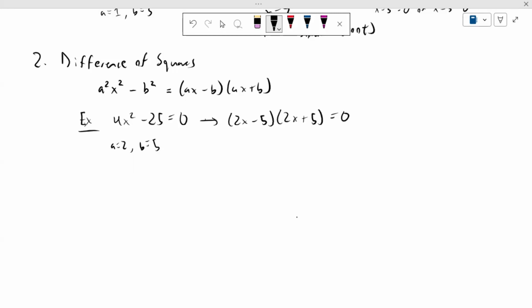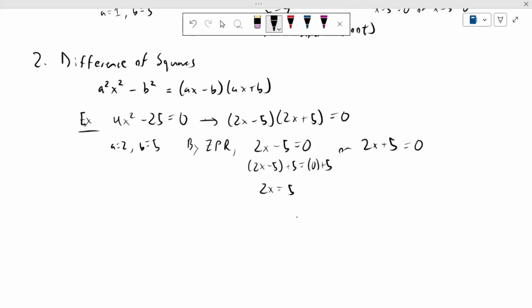Okay, fair enough. So that's kind of nice. A lot nicer than the first one anyway. Now that I have that, I can say by zero product rule that 2x minus 5 is equal to 0, or 2x plus 5 is equal to 0. And then now I can solve this thing. So I get 2x minus 5 plus 5 is equal to 0 plus 5. So I get 2x is equal to 5. Now I'm going to divide by 2 on both sides, and I get that x is equal to 5 divided by 2.